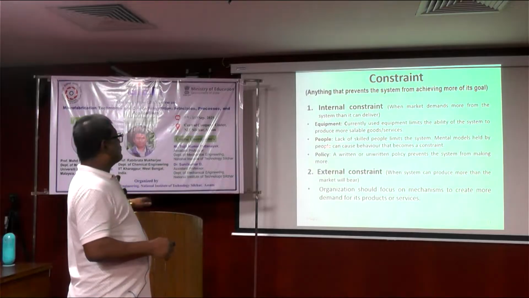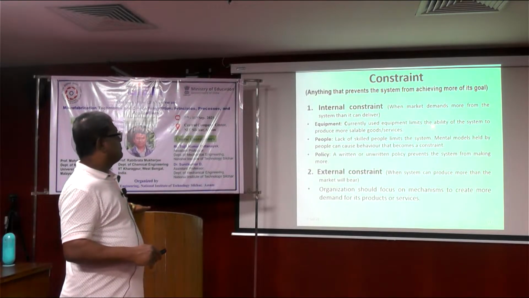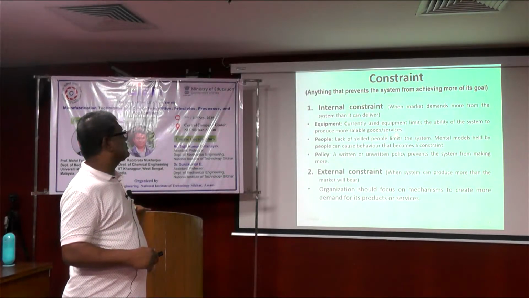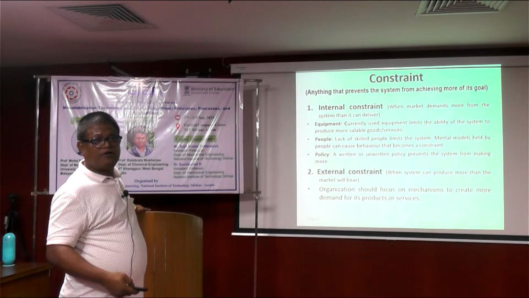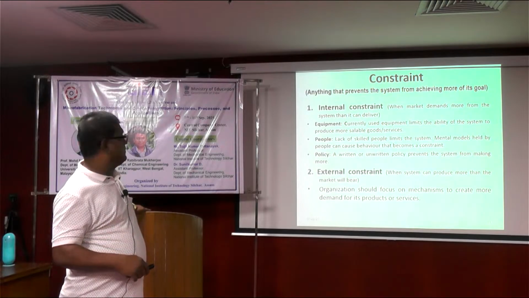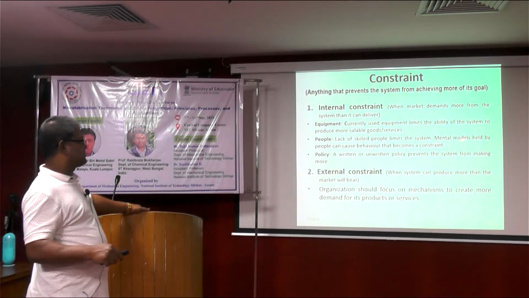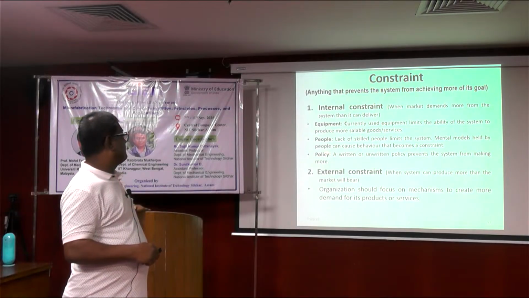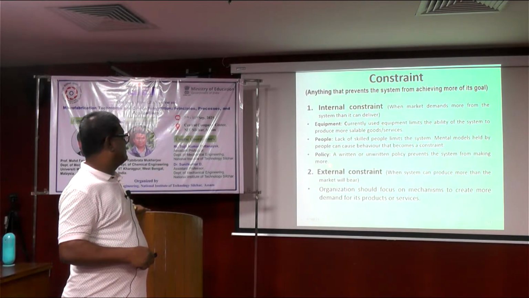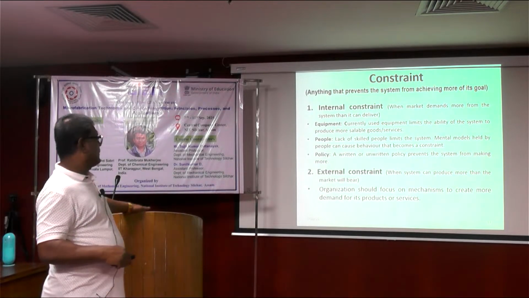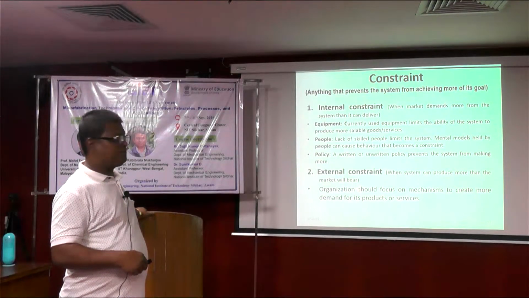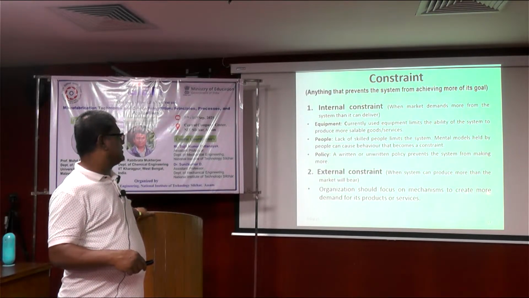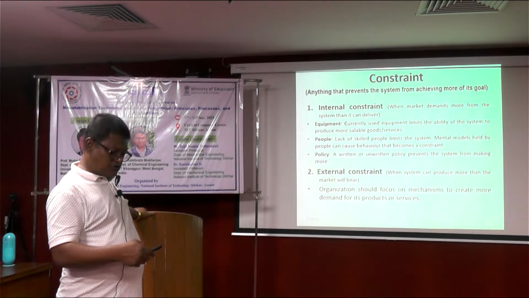So it may be due to equipment. Currently used equipment limits the ability of the system to produce more sellable goods and services. It may be people. You may be lacking skilled people. Lack of skilled people limits the system. Mental models held by people can cause behavior that becomes a constraint. Policy: a written or unwritten policy prevents the system from making more. Or there can be an external constraint when the system can produce more than the market will bear. The organization should focus on mechanisms to create more demand for its products or services.